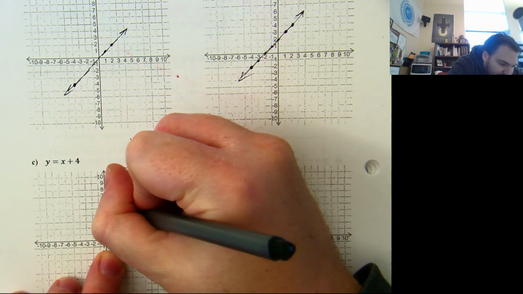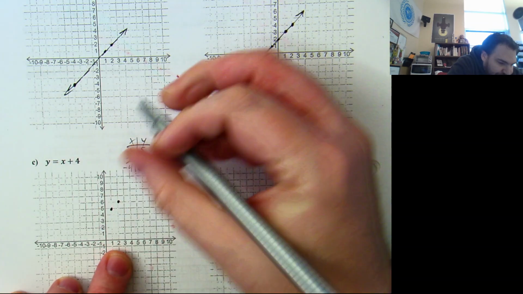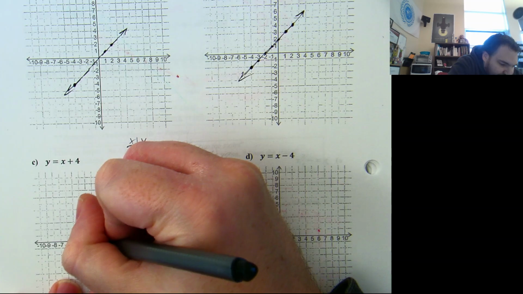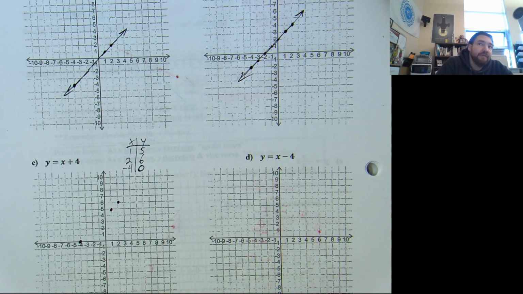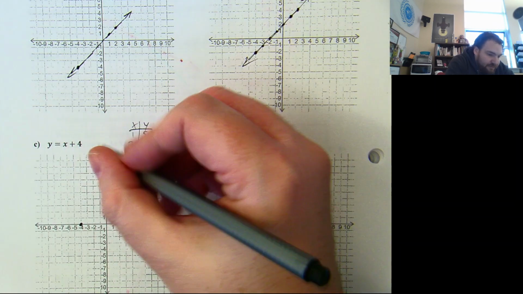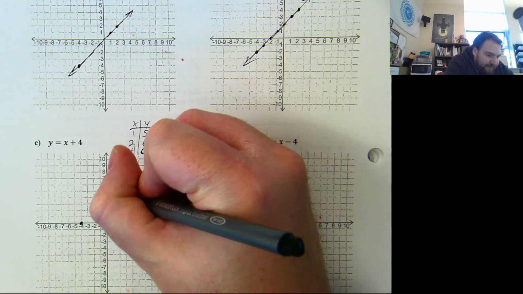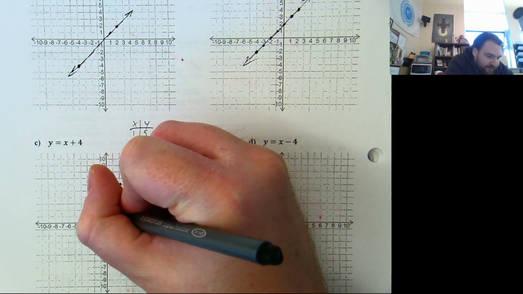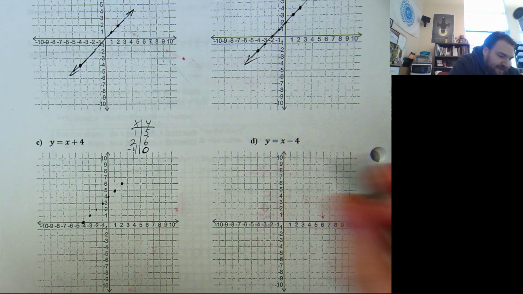1 and 5 is going to be there. 2 and 6 is going to be there. -4 and 0 is that point down there. And we can follow the same pattern. Left 1, down 1, and so on. We can connect the dots.